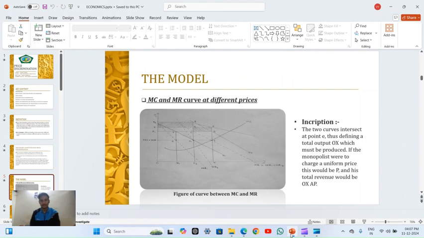Here is the model of price discrimination. The first is the MC and MR curves at different places. You can see in the diagram the figure of the curves of MC and MR. By this graph, we can see that the two curves intersect at point A. Here is the equilibrium point, thus defining the total output OX, shown on the x-axis, which must be produced. If the monopolist were to charge a uniform price, this would be point P and his total revenue would be OX times AP.